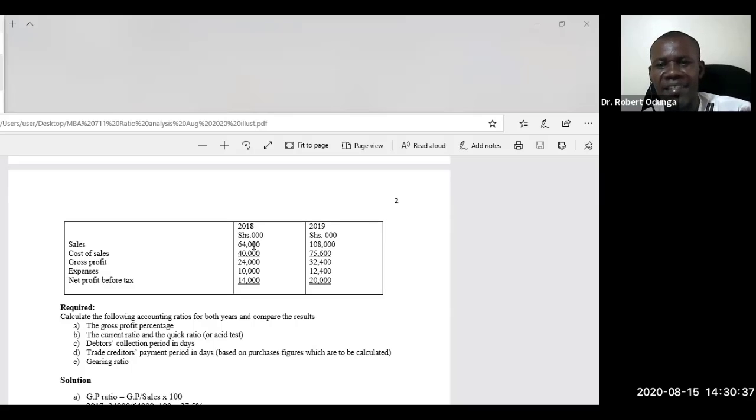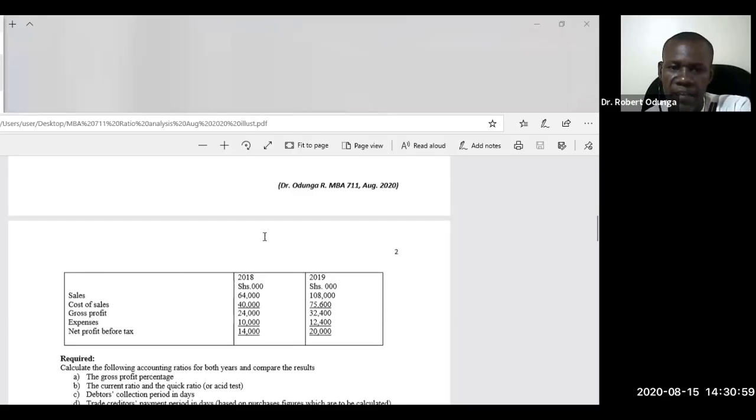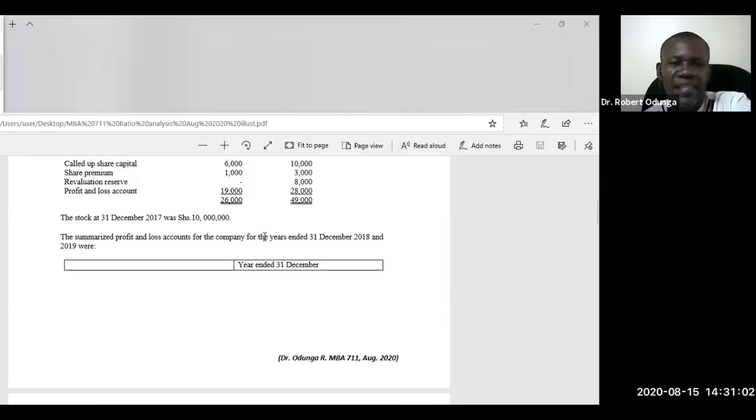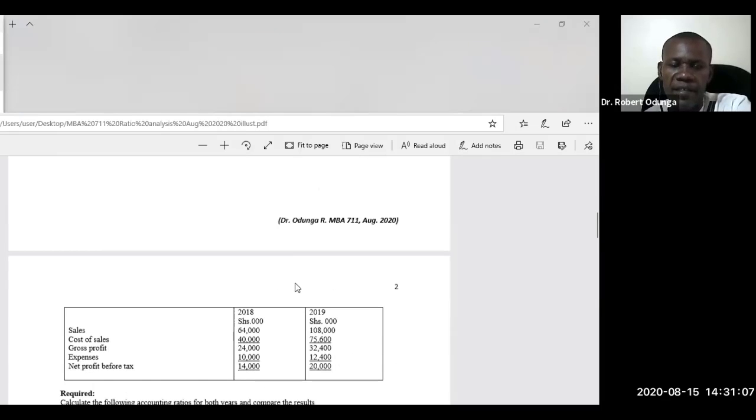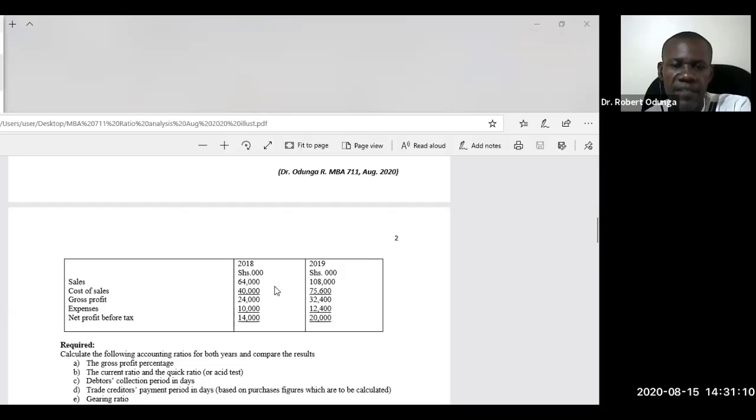But in case there are any narrations related to the sales, for example, you are told that out of the total sales, 80% were made on credit, then you have to calculate the figure that is meant for credit sales, and that's the figure that we use. But if the examiner is quiet about it, then you always assume that the sales figure represents the figure that is made on credit. So in that case, we shall take the sales figure.